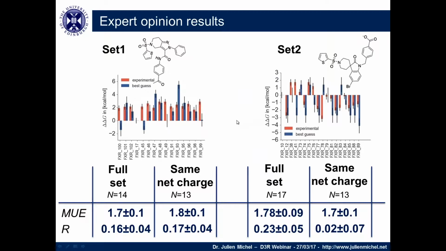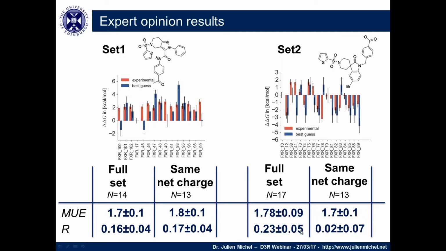This is a summary of our results using a so-called expert opinion submission. So only done at stage one for set one or set two compounds. These are the results for the full data set. You see in terms of mean error, it's about 1.7 kcal per mole. The R value is very low. This is a subgroup where we only look at compounds that have the same net charge. You see its performance is similar.